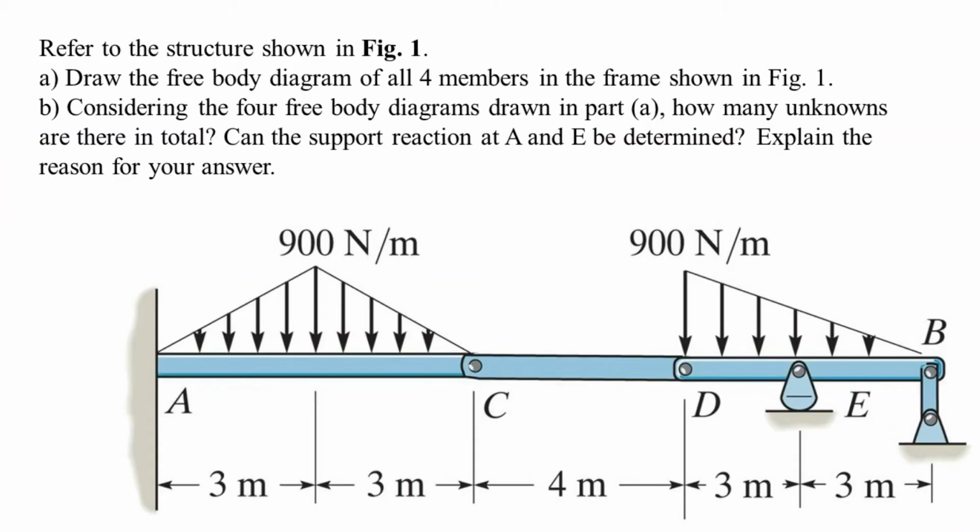Okay, this is question 9. You have the diagram, and then the question says, refer to the structure shown in the figure. Part A, draw the free body diagram of all 4 members in the frame shown in the figure. Part B, considering the 4 free body diagrams drawn in part A, how many unknowns are there in total? Can the support reaction at A and E be determined? Explain the reason for your answer.